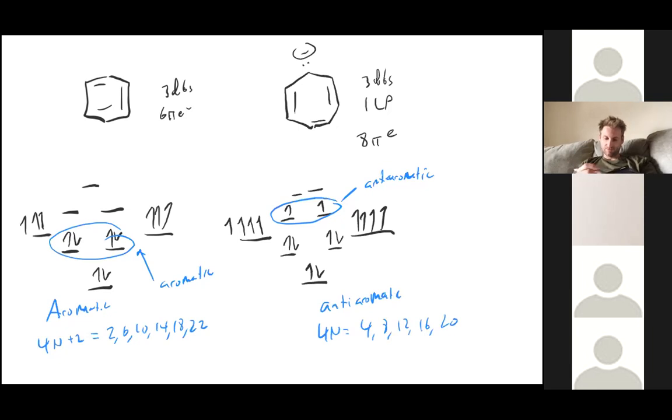Looking at these compounds, we had 6 pi electrons. This fits into our Huckel rule. We'd say this is aromatic. Or 8 pi electrons, it doesn't fit into this one, it fits over here. And this is anti.